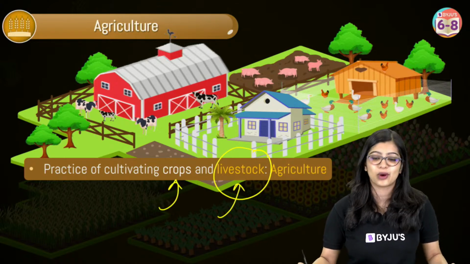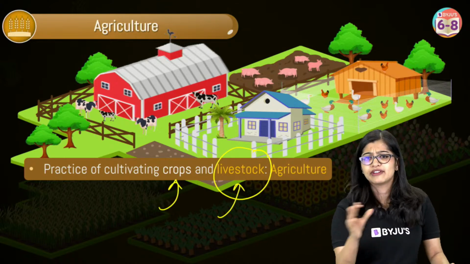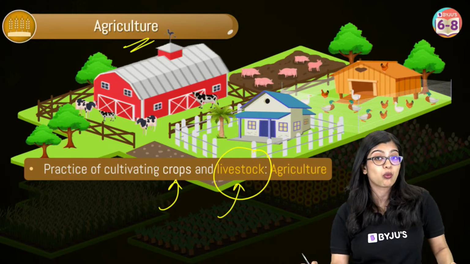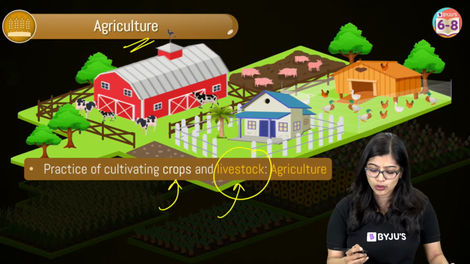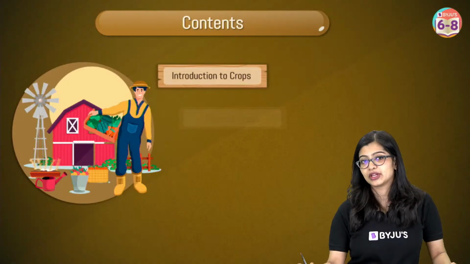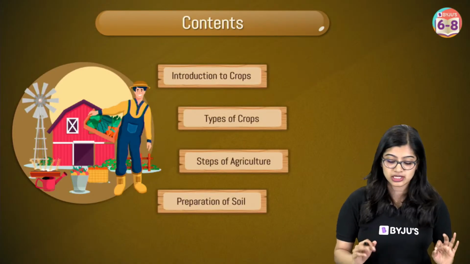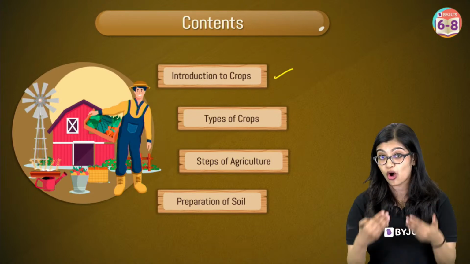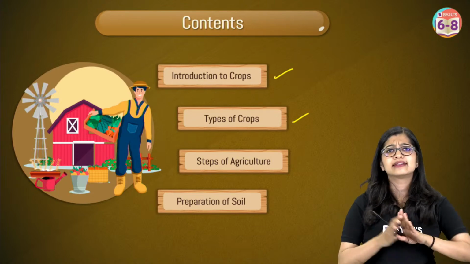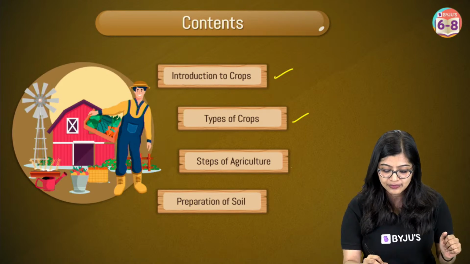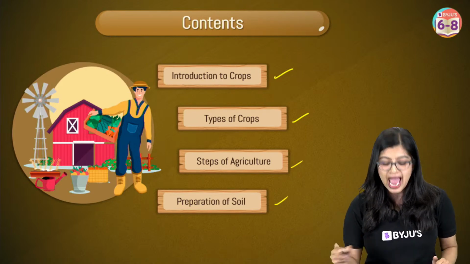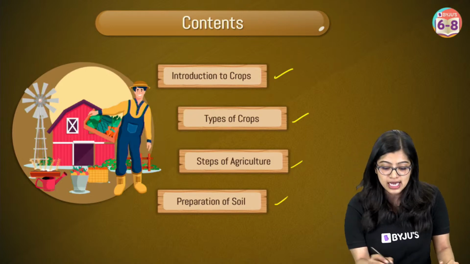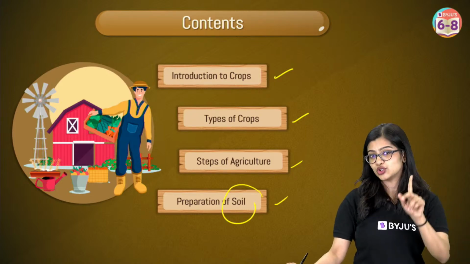Yes, wonderful, wonderful. Now that we've had this basic understanding of what is agriculture, let's understand what we are going to look at in our session today, right? So in our class today specifically, we will be talking about crops. We will be looking at the different types of crops that are there. We will be looking at the steps that need to be followed for agriculture. And lastly, we will be looking at preparation of soil.